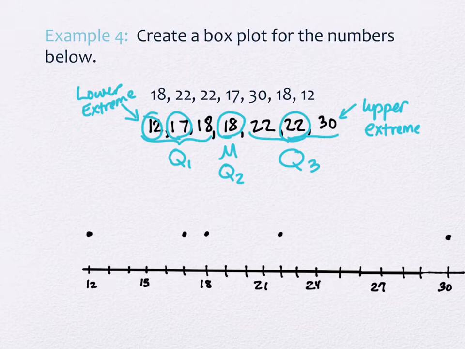On the outer edges where we connect to the lower extreme, I'm going to connect these dots, and I'm going to connect them in a very special way. From the lower extreme to the first dot, which is the lower quartile, it just gets connected with a line segment. There we go. And the same thing's true about my upper extreme. So lower and upper extreme are connected with a line segment.